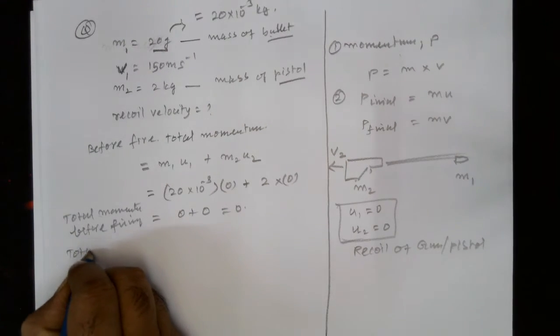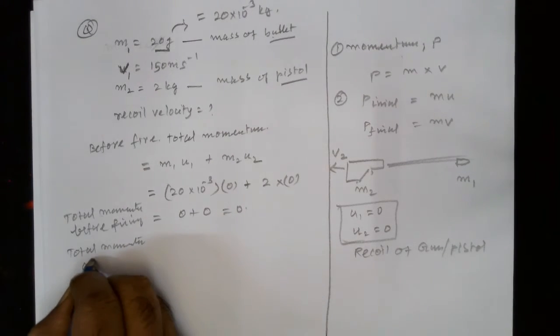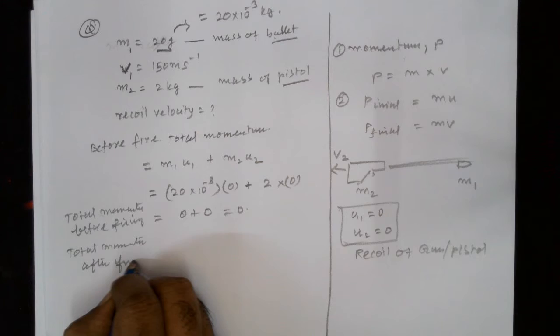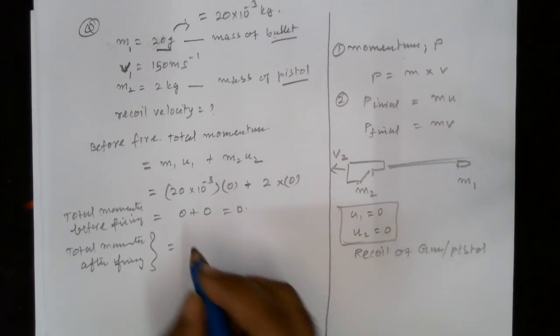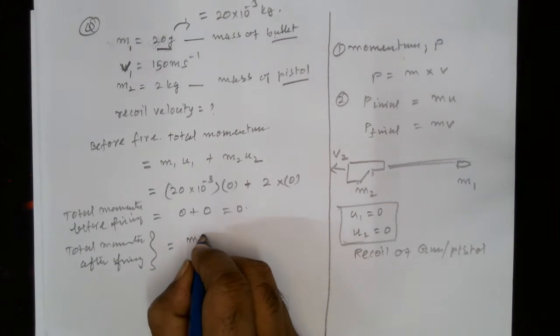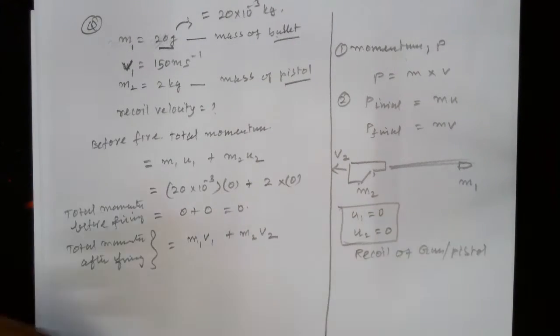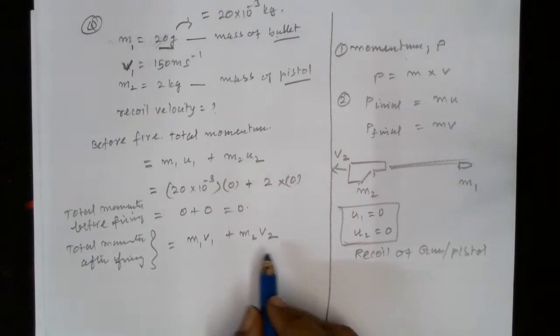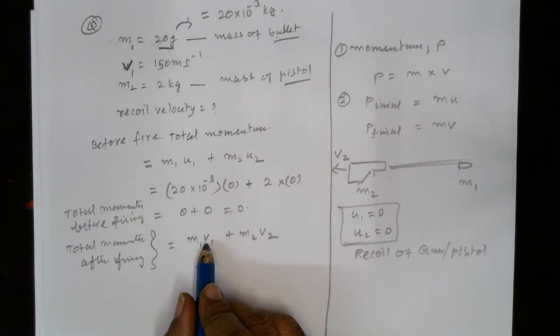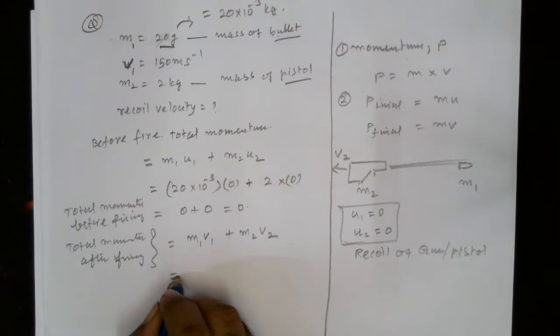Now what we are going to calculate? Total momentum after firing. So that is given as M1 V1 plus M2 V2. Do you understand this? M1 V1 plus M2 V2. V1 is the final velocity of the bullet. V2 is the final velocity of the gun, that is the pistol. So that is equal to, now what is M1 here?